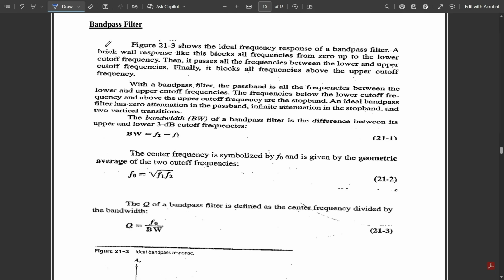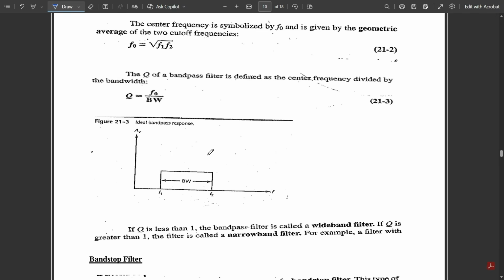Now one more kind of filter is the band pass filter. Okay, so what do you mean by this? Now let us see. Okay, the figure 21.3 below shows the ideal response of a band pass filter. You see here we are having two sets of frequencies. Band pass means only the frequencies in between are getting passed. Before that and after that, all the frequencies are blocked. Okay, so that's why it is called an ideal band pass filter. Okay, and the region where the frequency is getting passed between f1 and f2 is called the bandwidth.